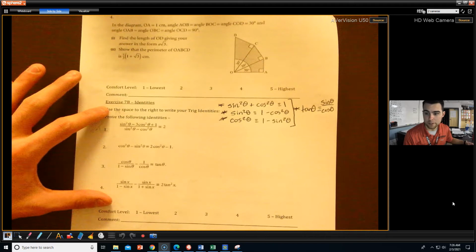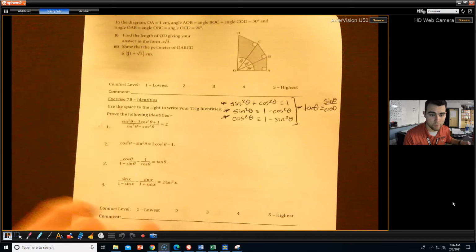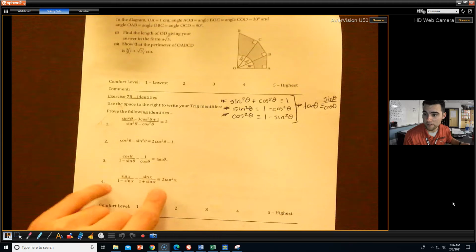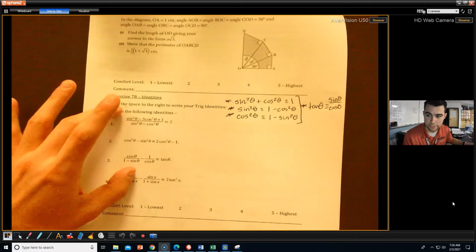And yeah, you guys have seen all these problems before, except I think this bottom one is the only one that's new. So this is just additional practice on this, okay?